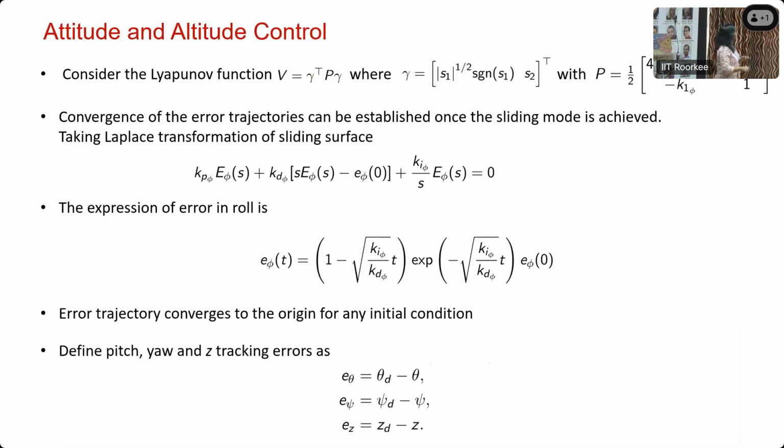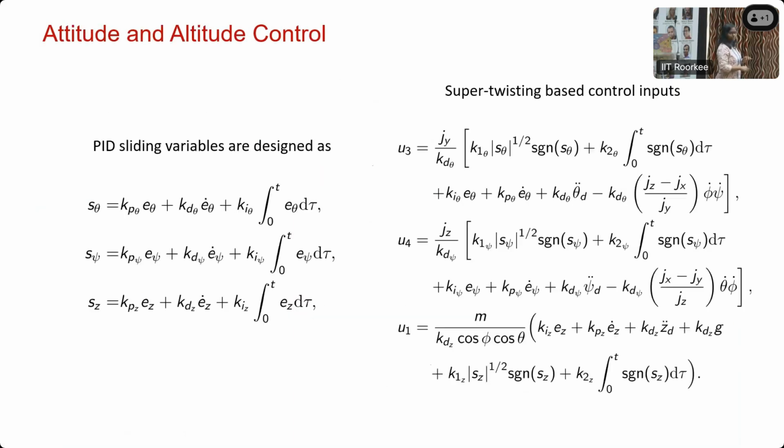So you can see here, for theta, psi and z also, we have given this PID sliding surface, and then accordingly we obtain these control inputs. So from here, what we have achieved is a super twisting based sliding mode control U1, U2, U3, U4, which will make phi, theta, psi and z track the desired variables in the presence of disturbance. That's what is achieved till now.